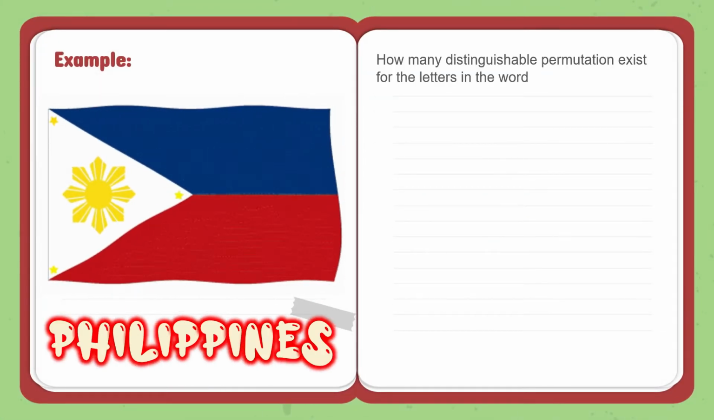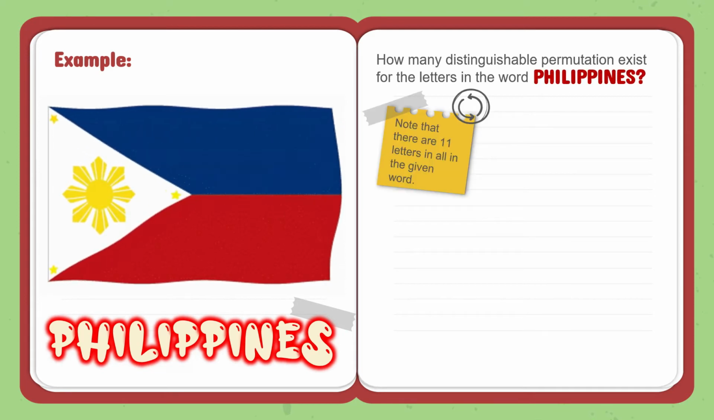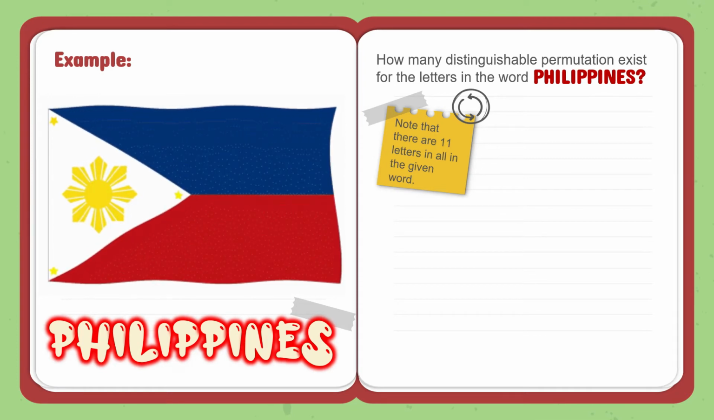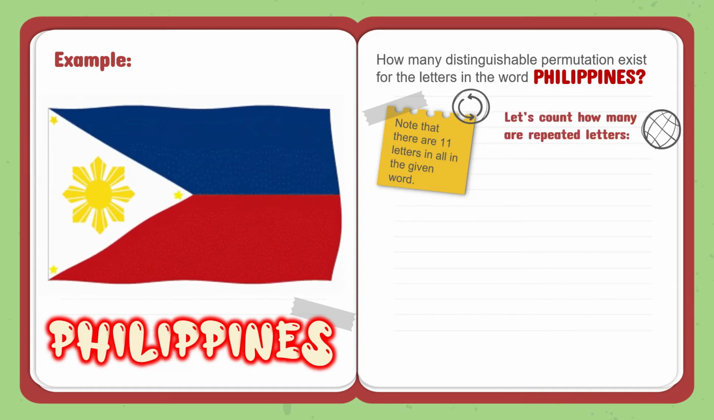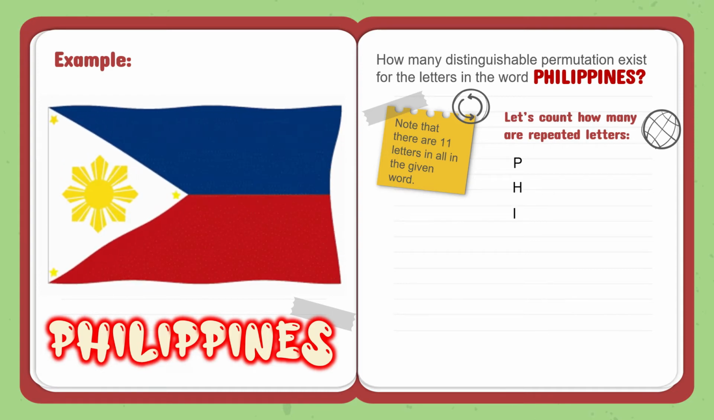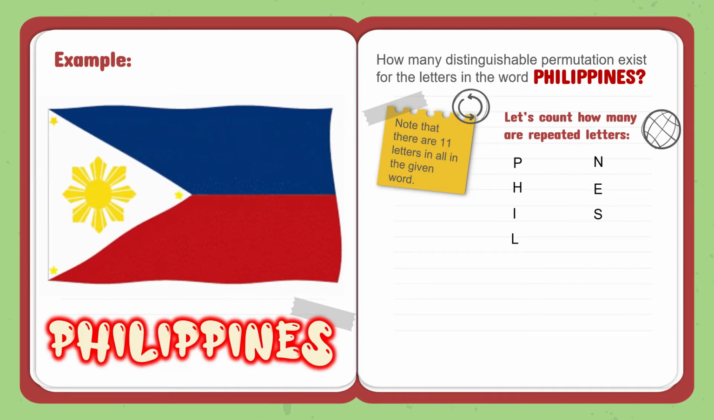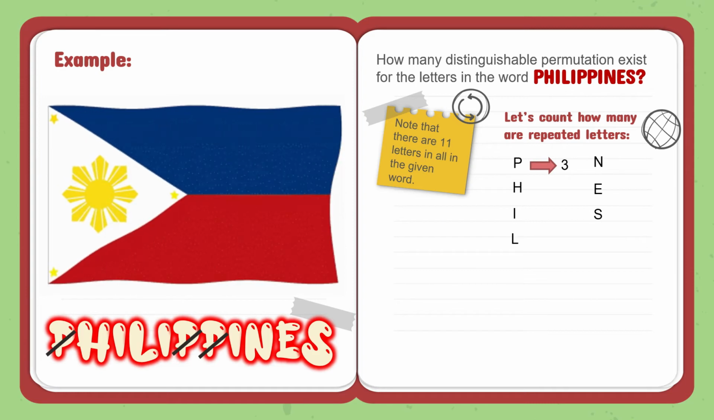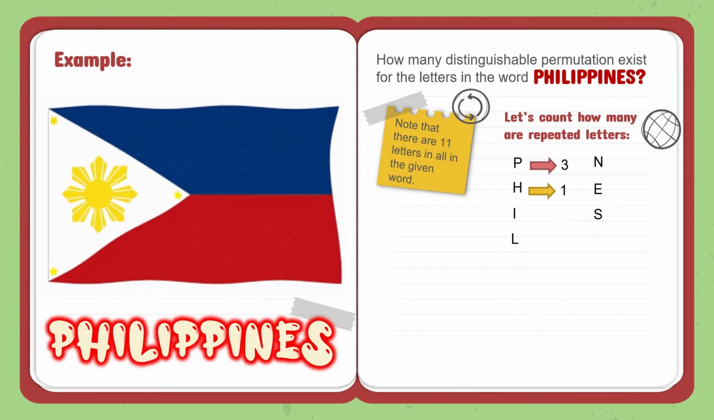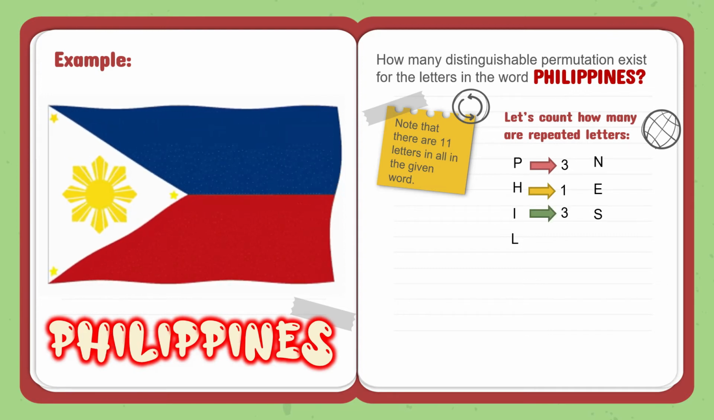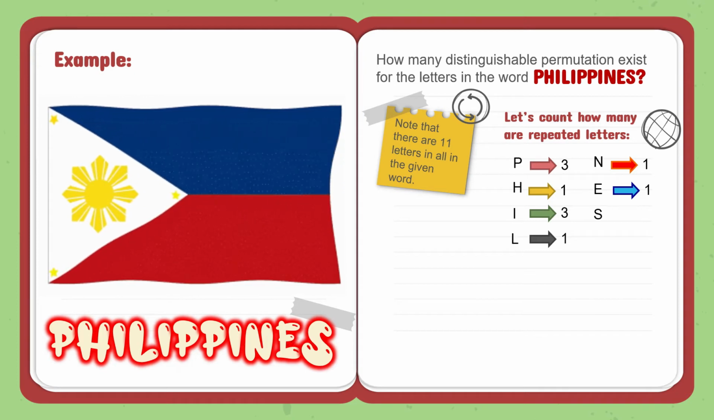Let's have this example. How many distinguishable permutations exist for the letters in the word Philippines? Note that there are 11 letters in all in the given word, Philippines. Let's count how many are repeated letters. We have P, H, I, L, N, E, S. Let's count how many P's there are. We have 1, 2, 3. 3 P's, 1 H, 3 I's, 1 L, 1 N, 1 E, and 1 S.